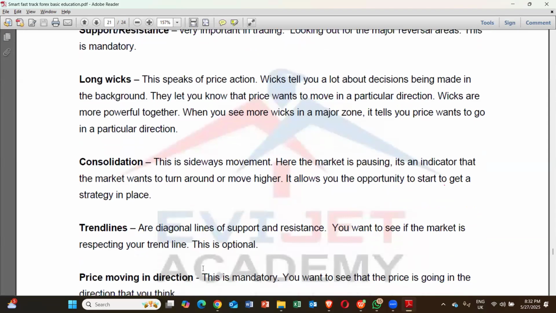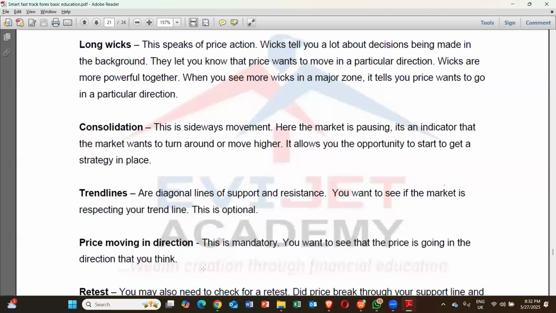Now consolidation. Consolidation is sideways movement. Here the market is pausing. It's an indicator that the market wants to turn around or move higher. It allows you the opportunity to start to get a strategy in place. We're going to be seeing that.